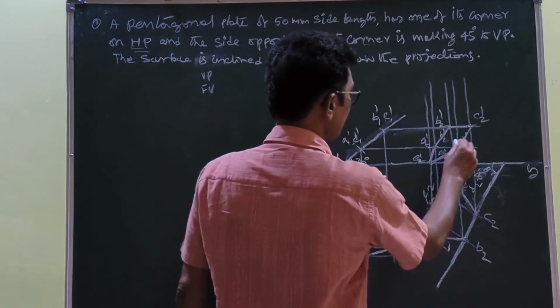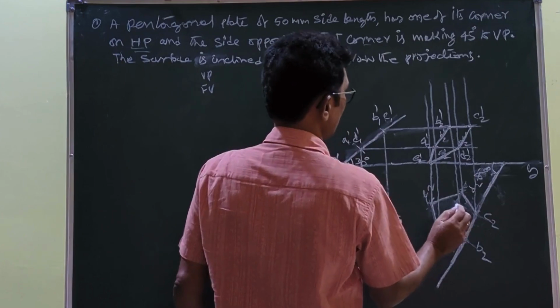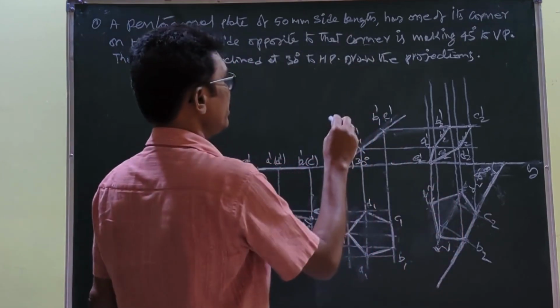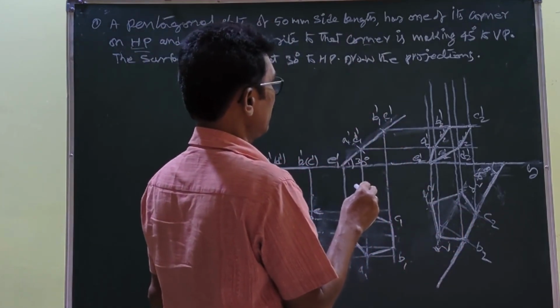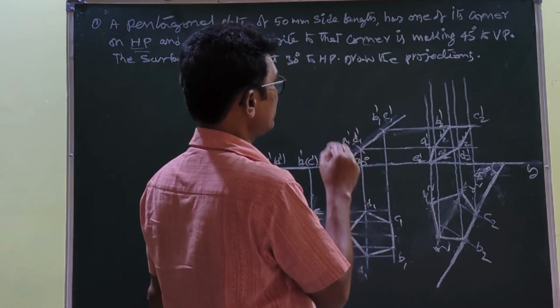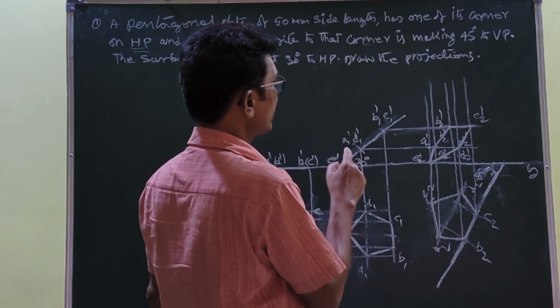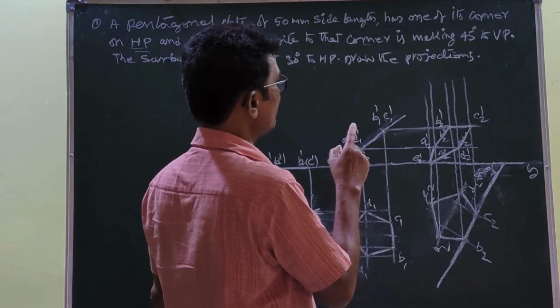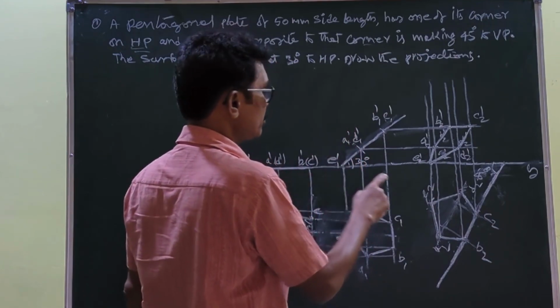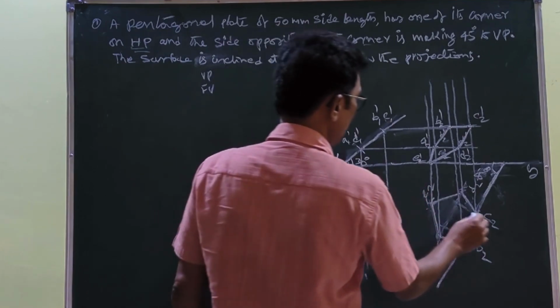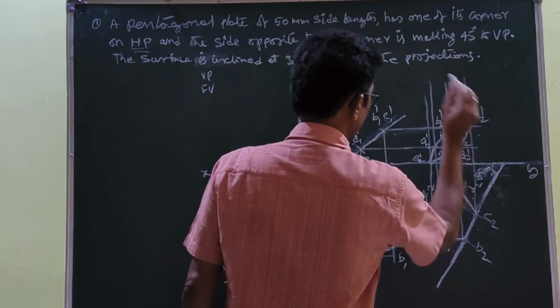So these are the final positions of the front view and the top view when the plane has a corner on HP, the opposite side making 45 degrees to VP, and the surface making 30 degrees to HP. In that position, this is the top view and this is the front view.